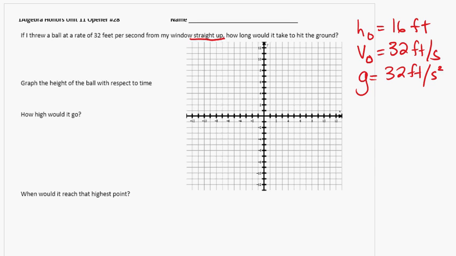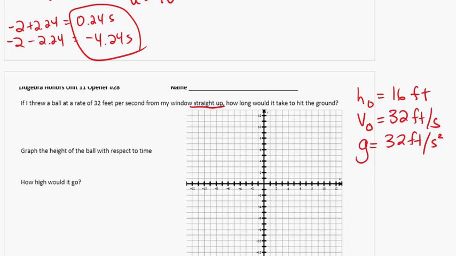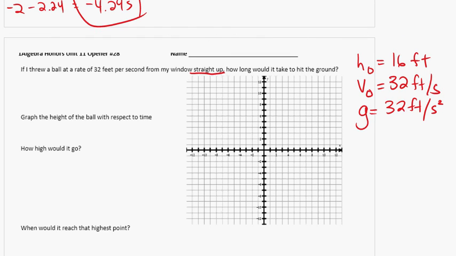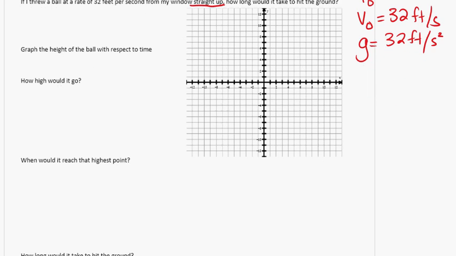So how long would it take to hit the ground? How high would it go? When will it reach that height? Those are generally the three questions I'm going to ask you. And then graph it. So to do all those, let's graph it first.